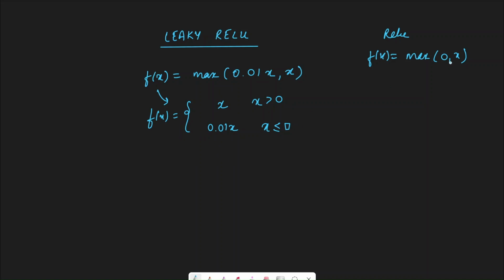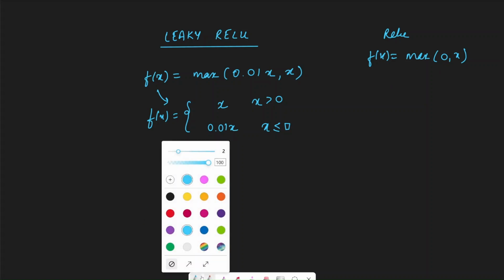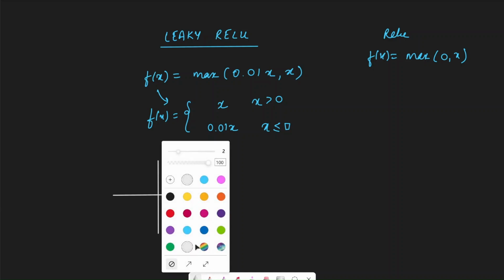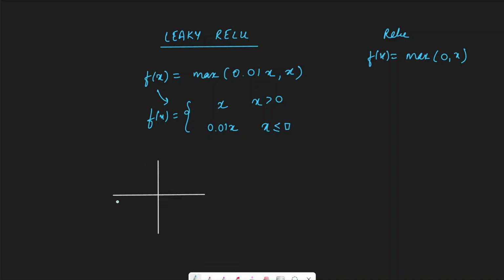So in the negative region, instead of just directly giving a 0 value, we are multiplying that x value by 0.01. If we want to plot the graph for this, it would be something like this. So this is our x-axis and this is our y-axis. Now, in the negative region, we will have a line like this, which is 0.01x. And then in the positive region, it will be equal to x. So this is our graph for f(x).